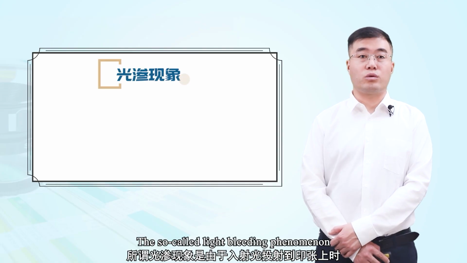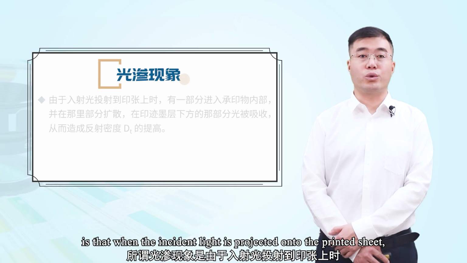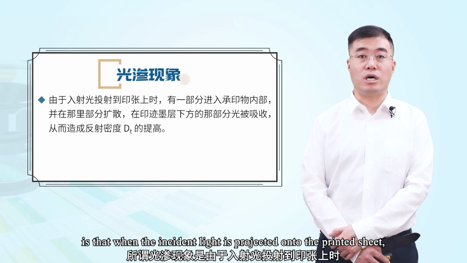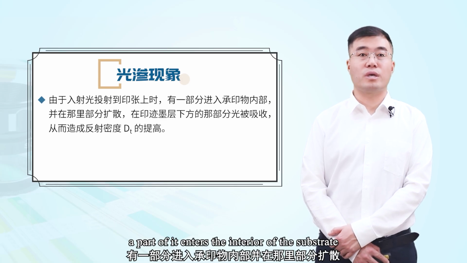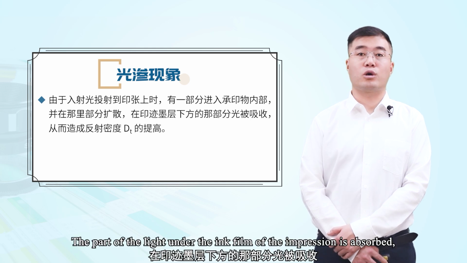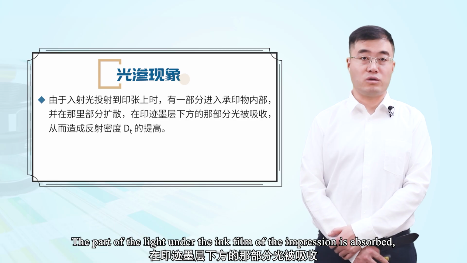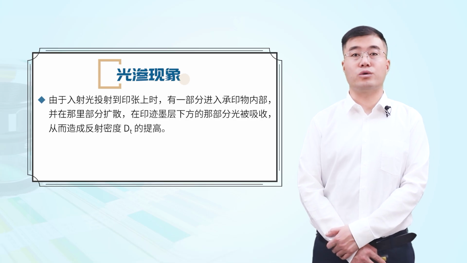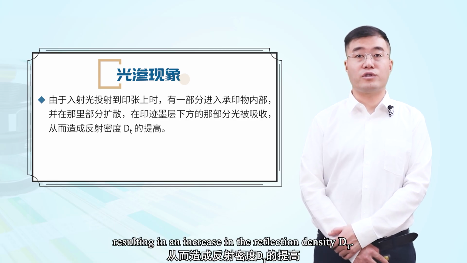The so-called light bleeding phenomenon is that when the incident light is projected onto the printed sheet, a part of it enters the interior of the substrate and diffuses partially there. The part of the light under the ink film of the impression is absorbed, resulting in an increase in the reflection density D_t.